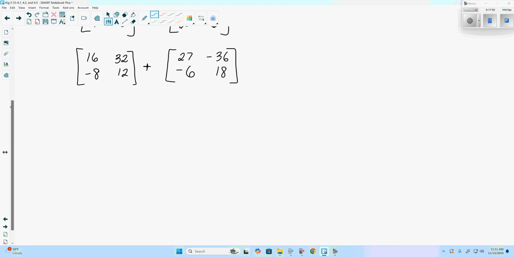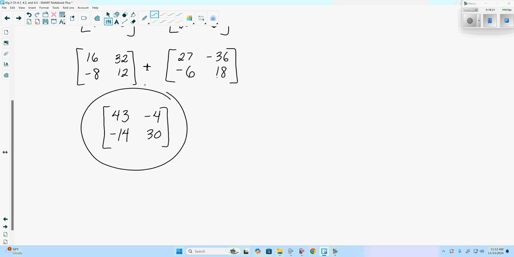Now at this point, we're going to add our corresponding spots. So we can do 16 plus 27 is 43. Then we can do 32 plus negative 36, which is going to be negative 4. Negative 8 plus negative 6 is negative 14. And lastly, 12 plus 18 is 30. So we don't have to rewrite it after each step. We can go on and just do those steps together.